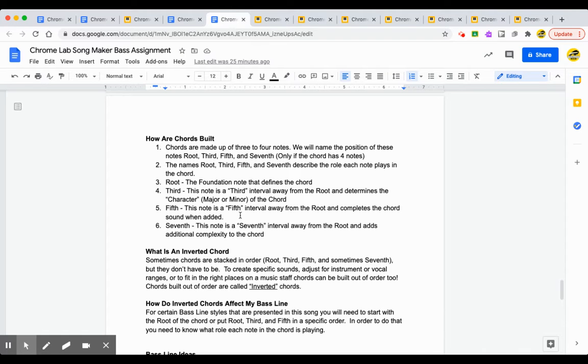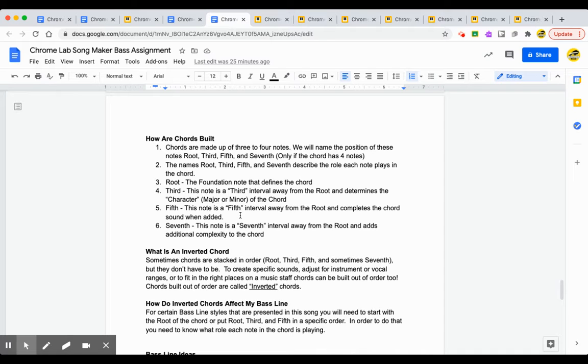That's something we practice in Tone Savvy, depending on which level you're currently in, and it determines the character, major or minor, of a chord. Major being happier sounding chords, minor being a little bit more serious sounding. The fifth is a fifth interval away from the root. Again, that's a Tone Savvy interval that we practice, and it completes the choice of the chord sound when added.